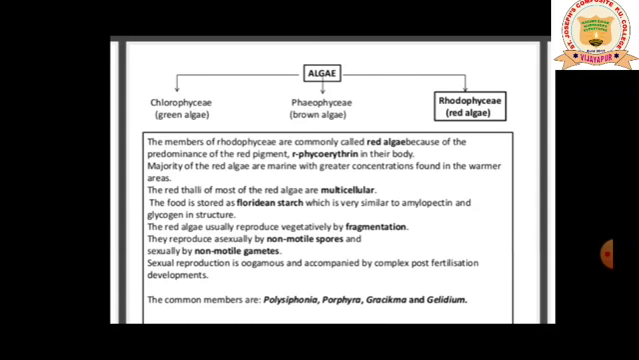Let me pass on to the examples. For the chlorophyceae: Chlamydomonas, Volvox, Ulothrix, Spirogyra and Chara. For the phaeophyceae, the examples are Laminaria, Dictyota, Sargassum and Fucus. Coming to the rhodophyceae, the examples are Porphyra, Gracilaria, Gelidium, Polysiphonia. So this completes the algae.